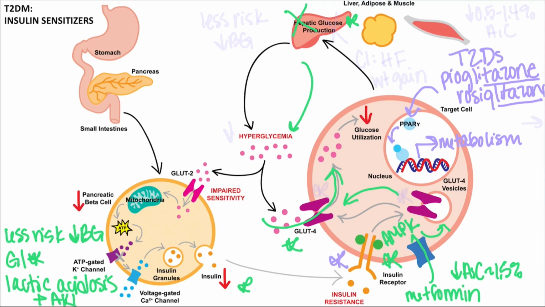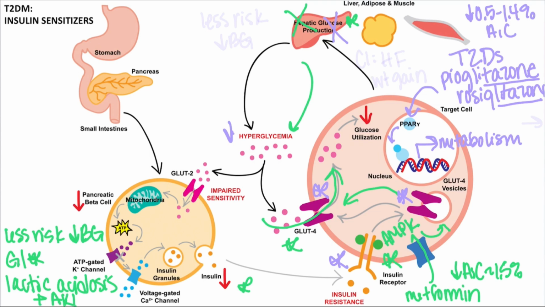So more GLUT4, more glucose uptake, reducing blood glucose levels, and again, we are turning off that hepatic glucose production. So the TZDs can lead to a 0.5 to 1.4% reduction in A1C. However, they do come with several important things to consider.